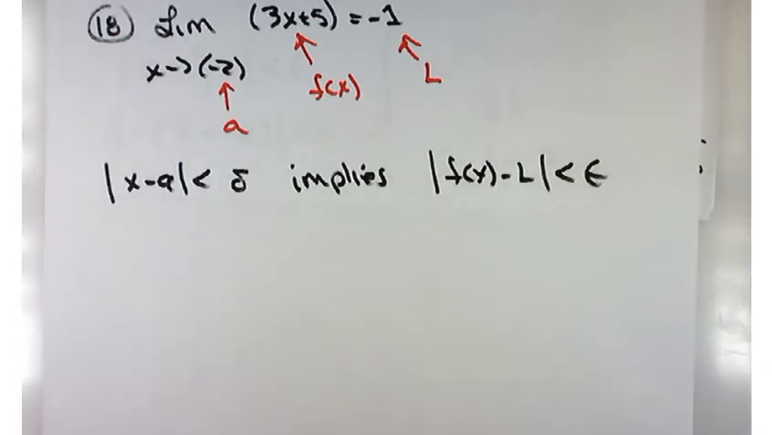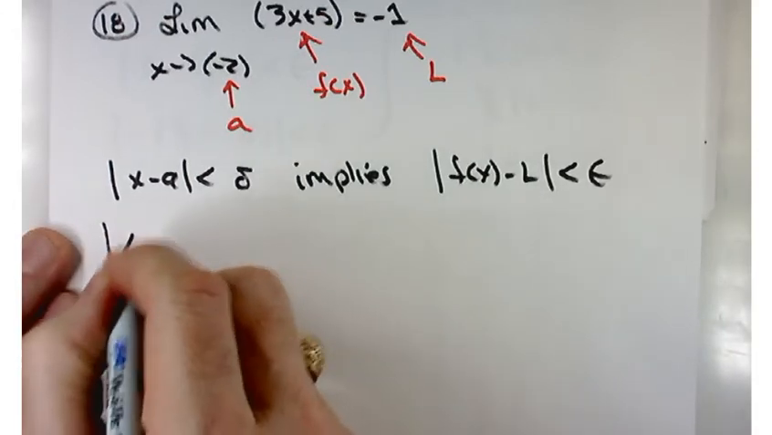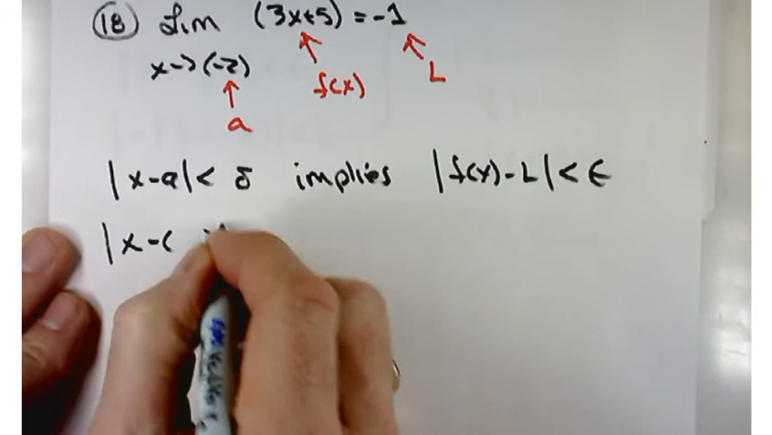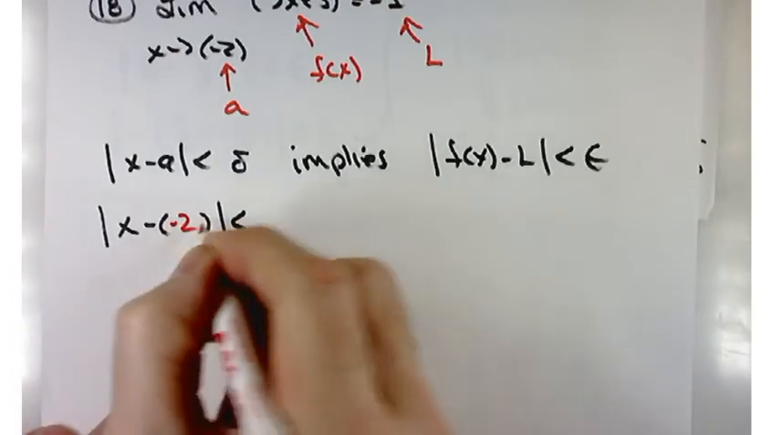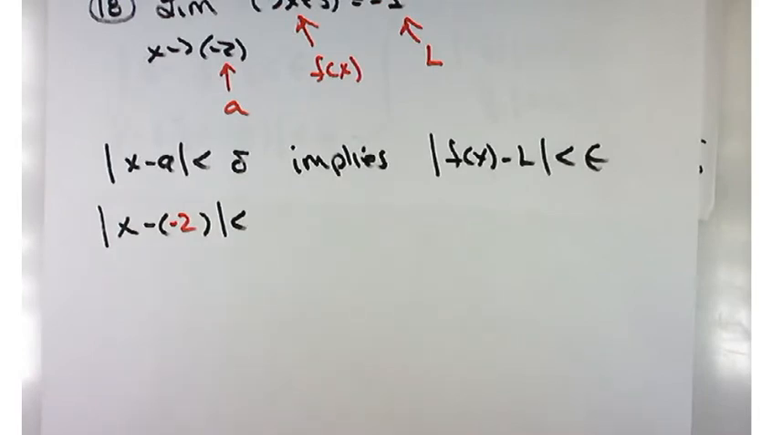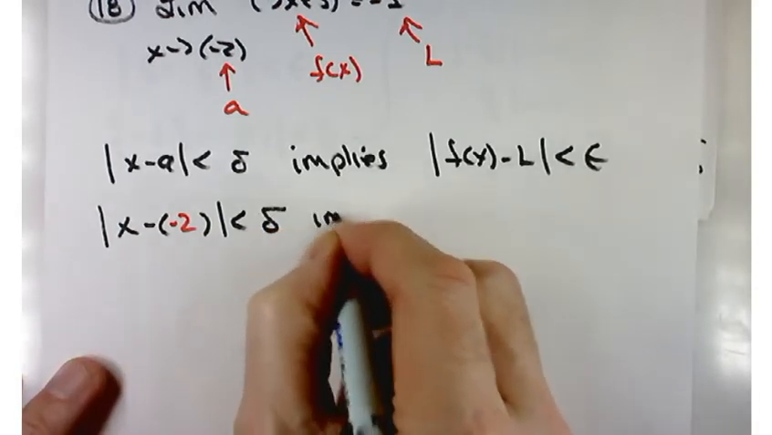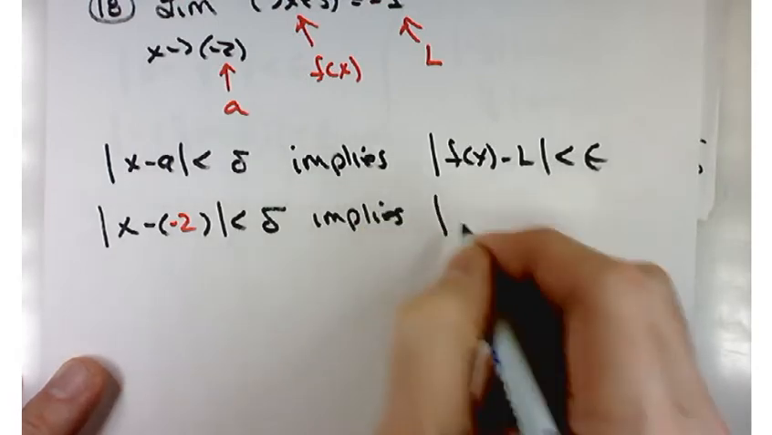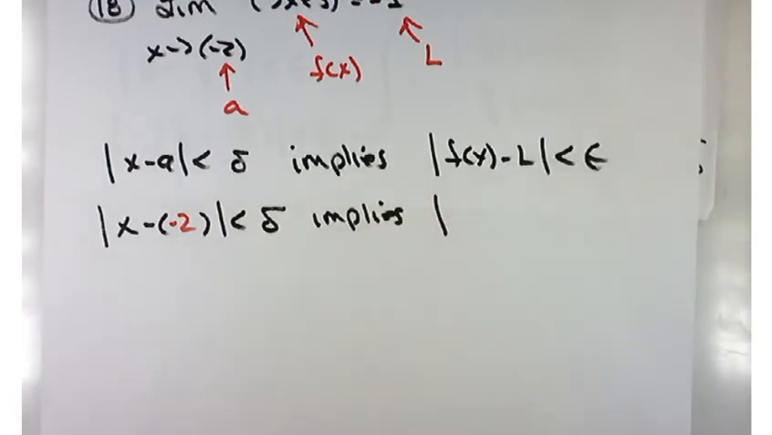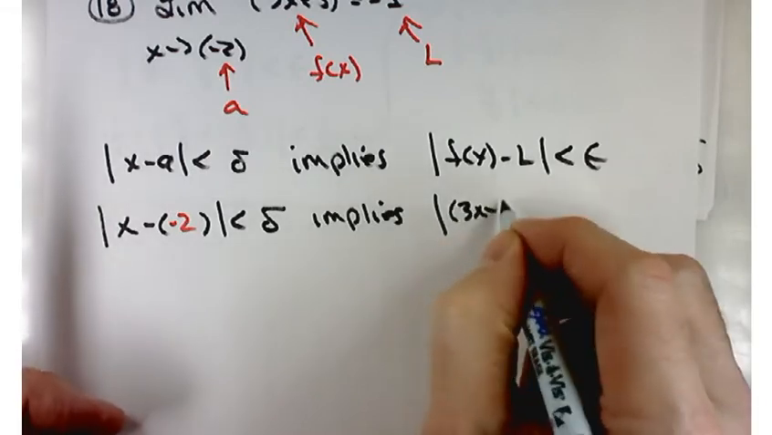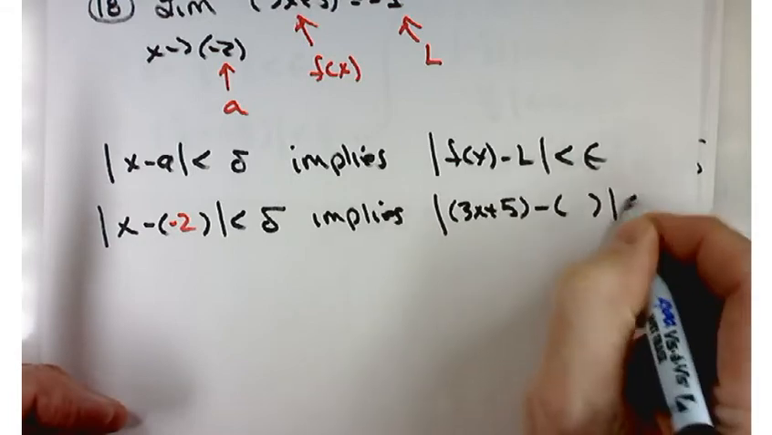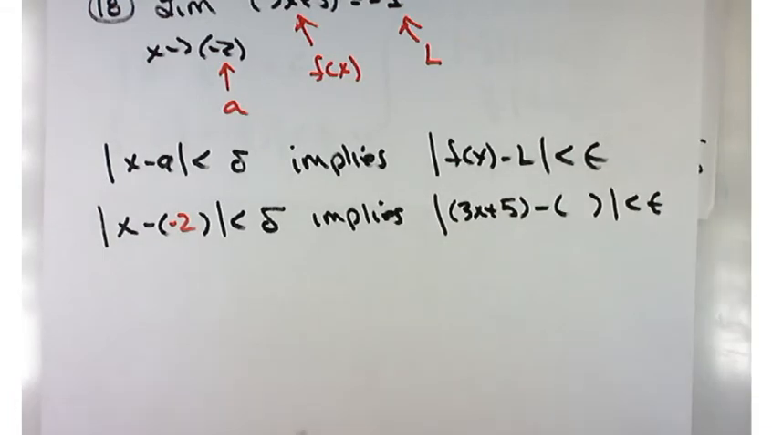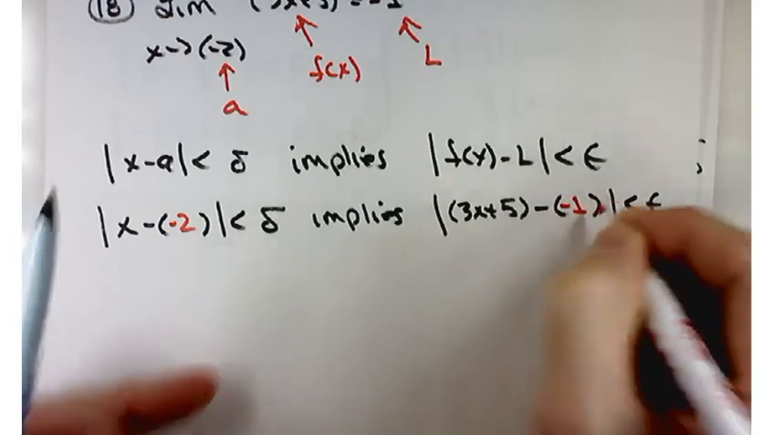Let's put these things in and see what it looks like. So it's going to be the absolute value of x minus what? Negative 2, thank you. And that's going to be less than delta. That should imply that f of x, which is 3x plus 5, minus L is less than epsilon. And L in this case is -1.